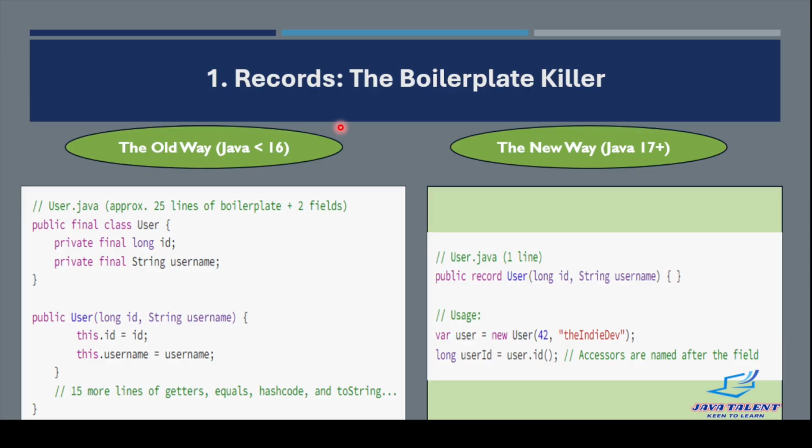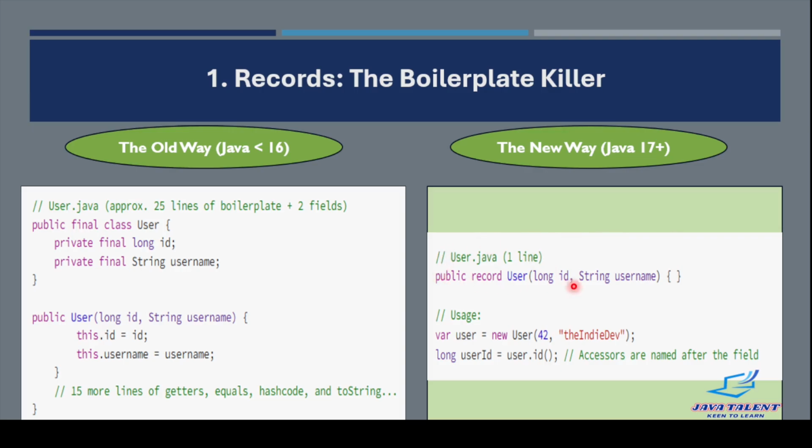So 10 lines of code will now become easier, you can see here. For example, if I take one user class with two fields, id and username, we still have to write 25 lines, right? We have to generate getters, setters, equals, hashCode and toString methods. But coming to the latest version, Java 17 onwards, basically if you see here, we have just used public record User(int id, String username). Okay, so this is one line.